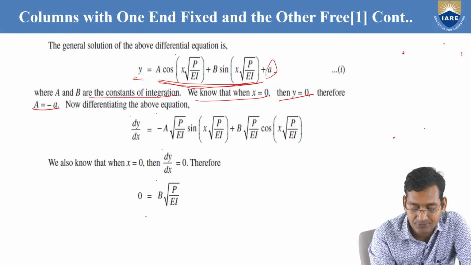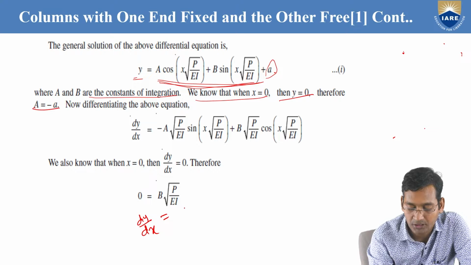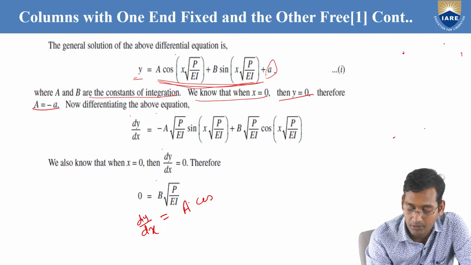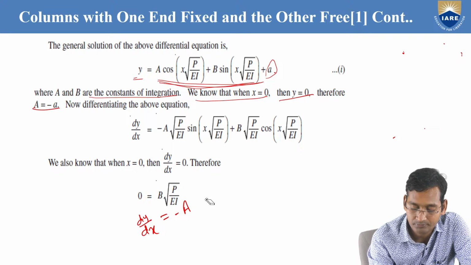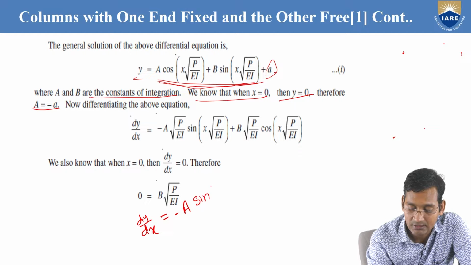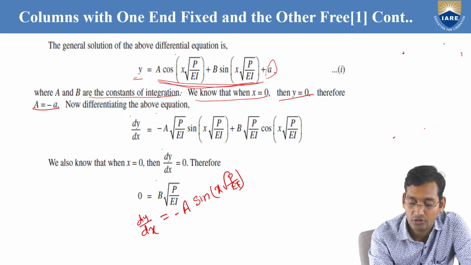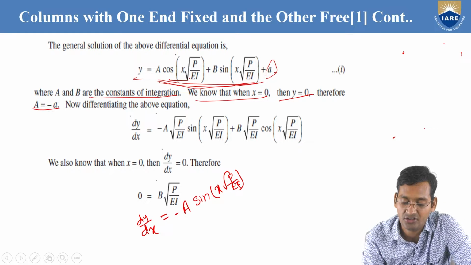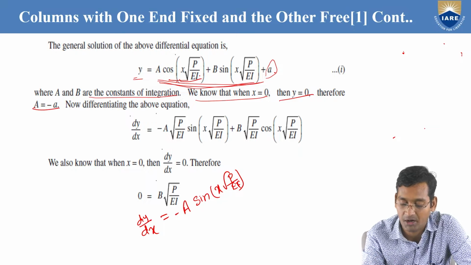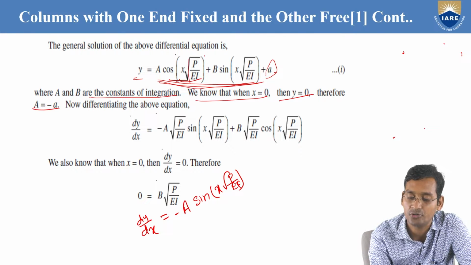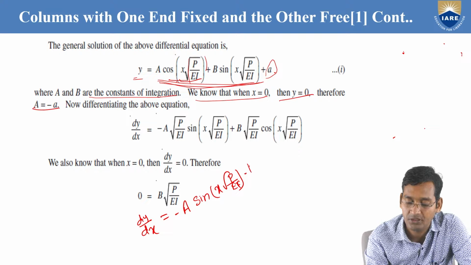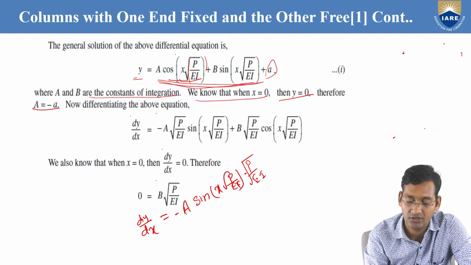So the differentiation of y is dy by dx equals, now a is constant, so keep a constant. Then the differentiation of cos is minus sin, so minus a sin(x root p by EI). So this is cos(x root p by EI), whose differentiation is minus sin. Now we have to differentiate the inner part: x into this constant, so differentiation of x is 1, into root p by EI. So this is the differentiation of the first term.